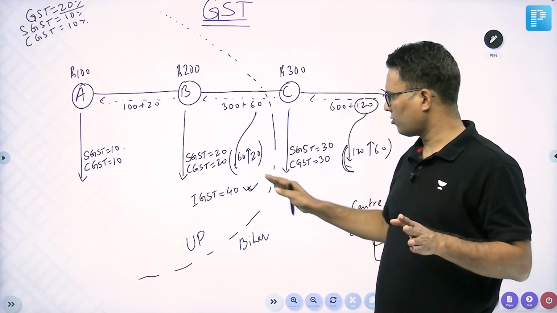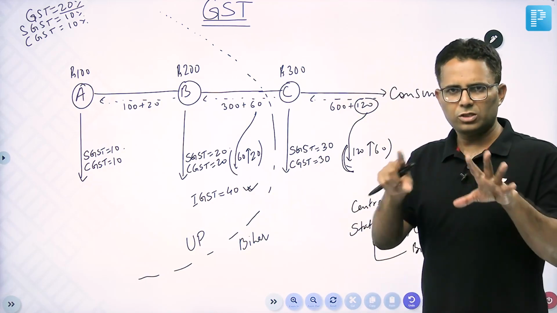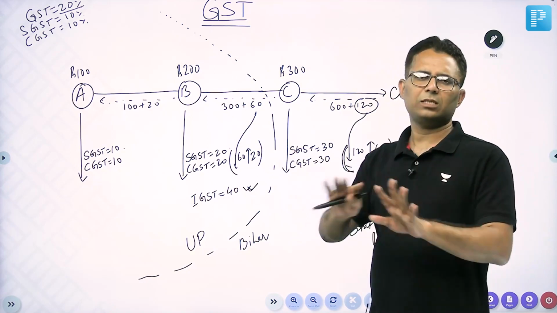So everything remains the same. Out of IGST, half will go to the center and half will be passed on to the consuming state. But only in name, officially on paper, it will be written as IGST. But everything remains the same on the ground.